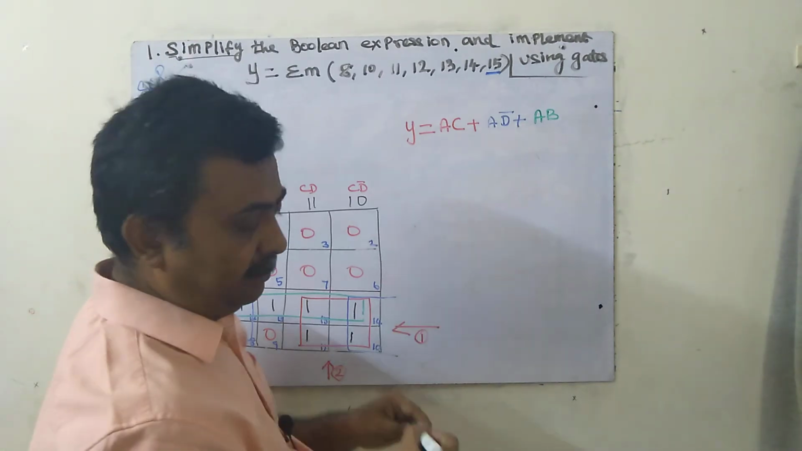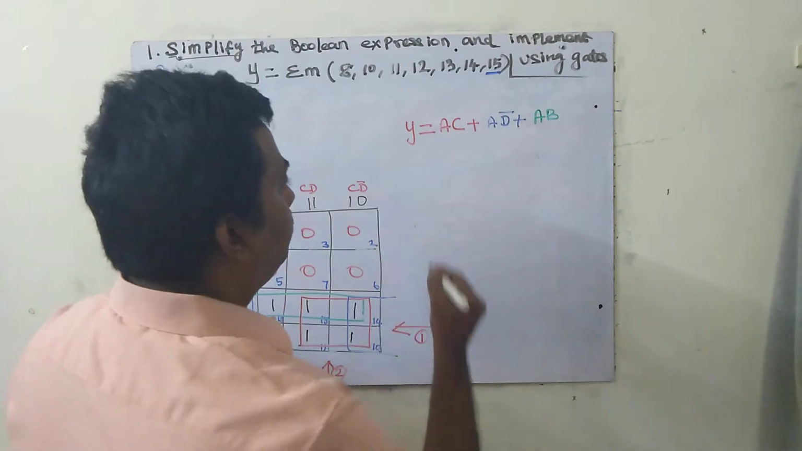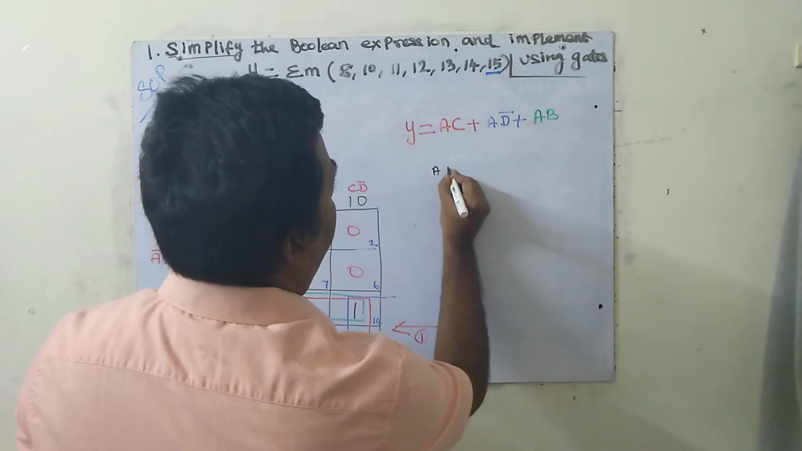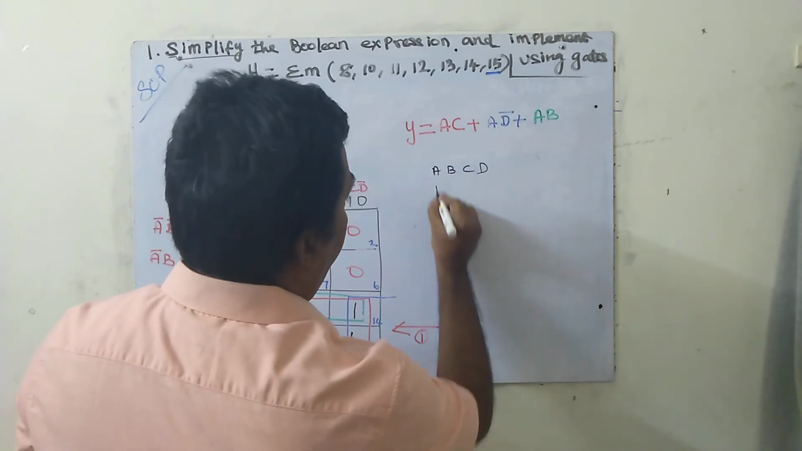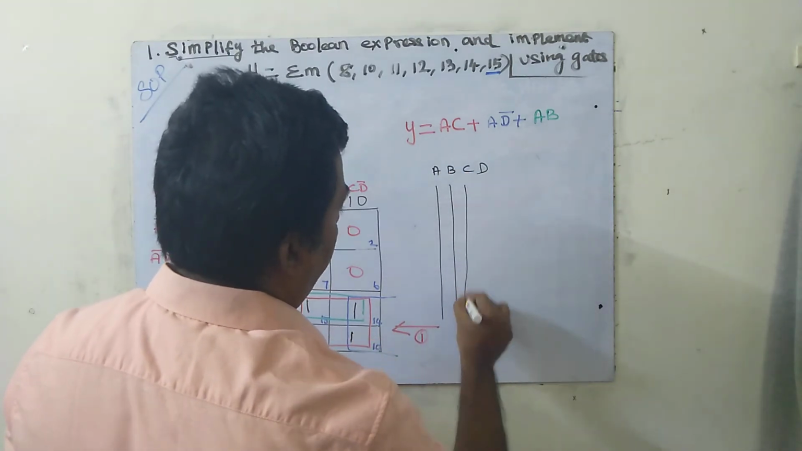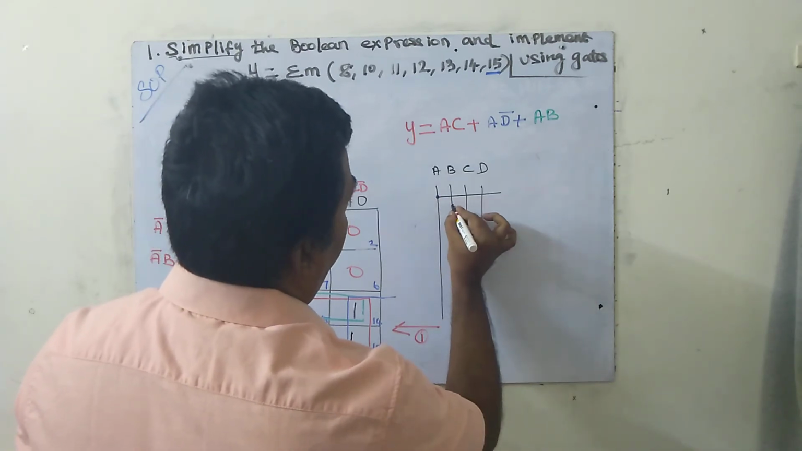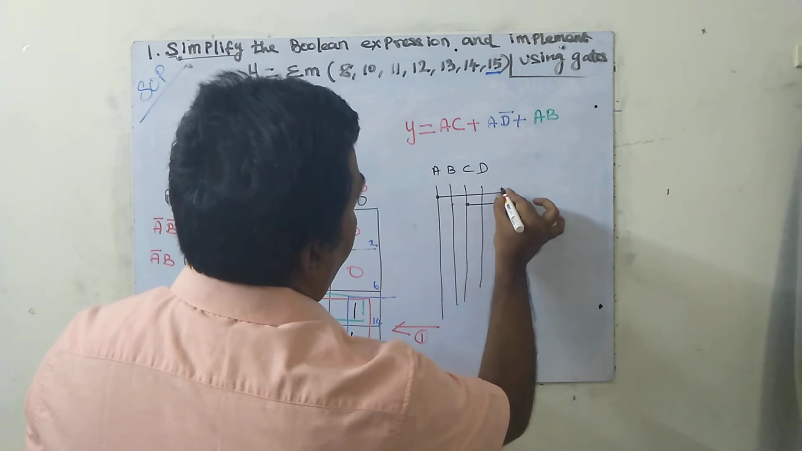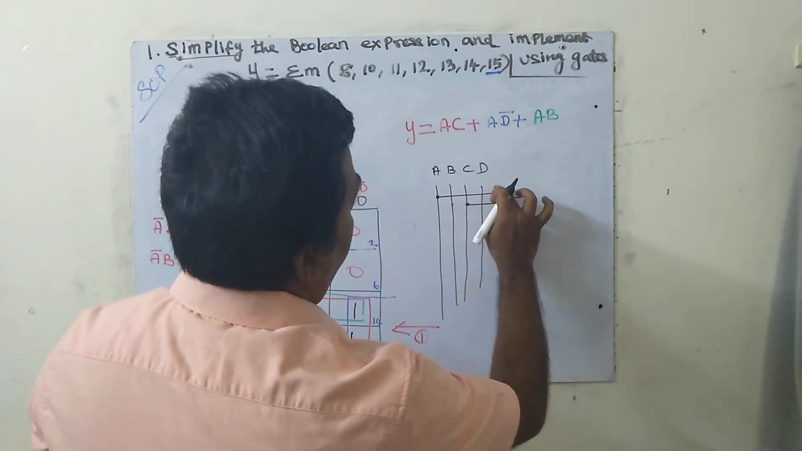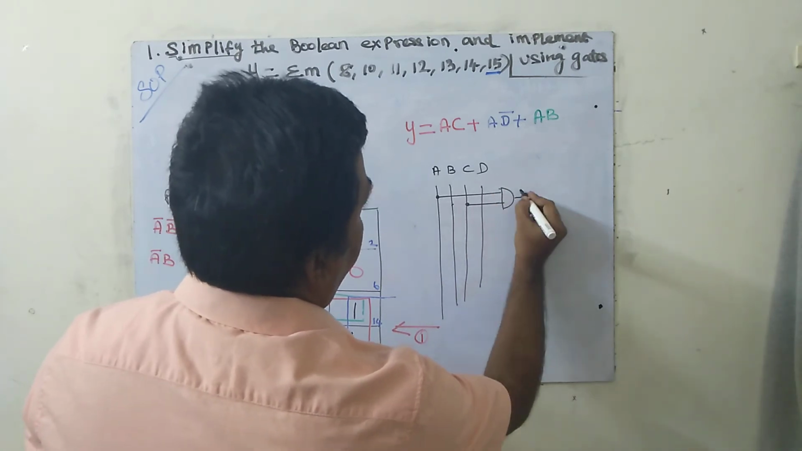Implementation is simple. Implementation is nothing but: how many inputs are there? A, B, C, D. I have to put 4 lines. A and C, what am I doing? I am ANDing A and C. This is called implementation. A and C, this is AC.